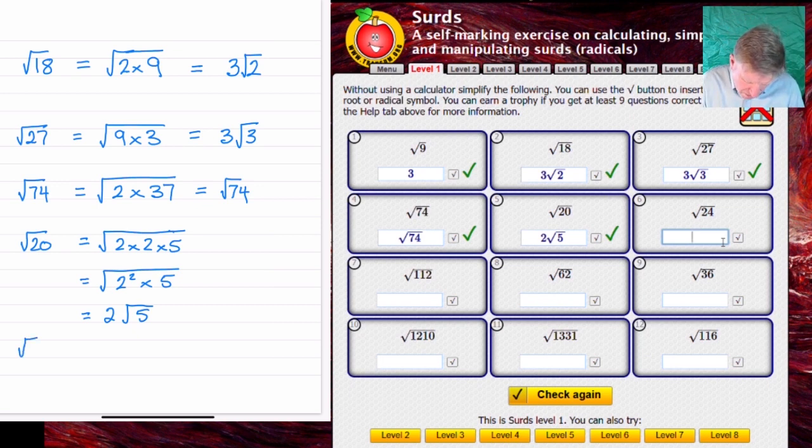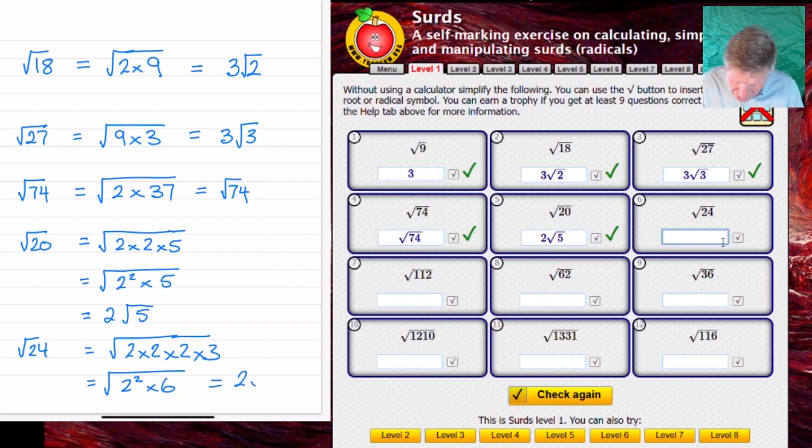So square root of 24 is equal to, well, if I write it down in its prime factors, it's 2 times 2 times 2 times 3. So I can see that is equal to a square number, which is what I'm looking for, 2 squared times 6. So I think bringing the 2 squared outside the square root sign will give me 2 root 6. Let's have a go. 2 square root of 6. Yeah, that's the simplest way.